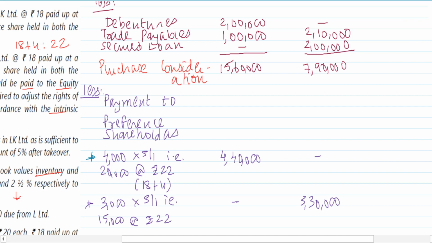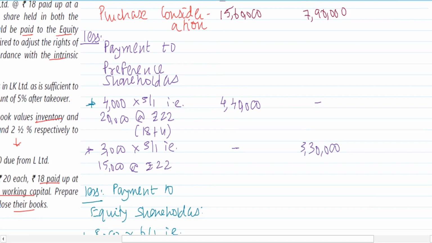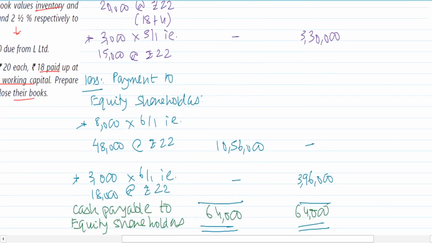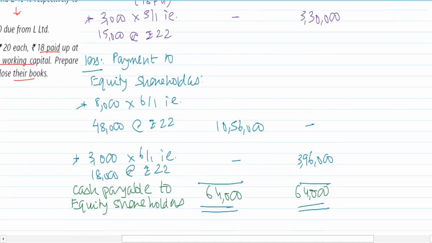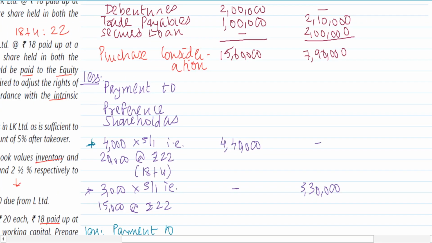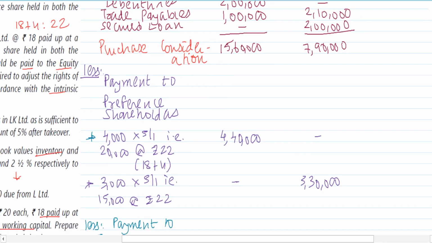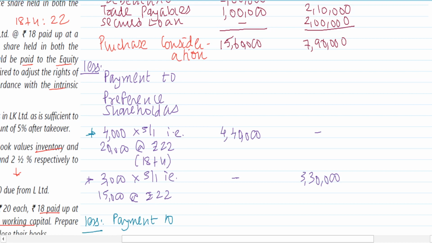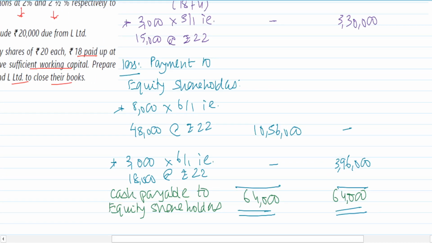Do you get my point? 15 lakh 60 and 7 lakh 90 is purchase consideration, and what I'm showing under it is the settlement or the discharge of purchase consideration. So a separate working for purchase consideration is not necessary over here, because whatever I will pay to preference shareholders plus whatever I pay to equity shareholders, that sum total itself is purchase consideration. So 15 lakh 60 and 7 lakh 90 can be treated as the purchase consideration. So that is what gives us the purchase consideration as well as its discharge.